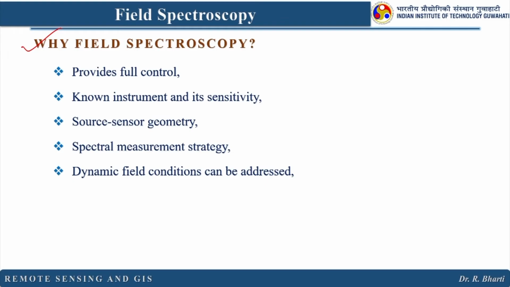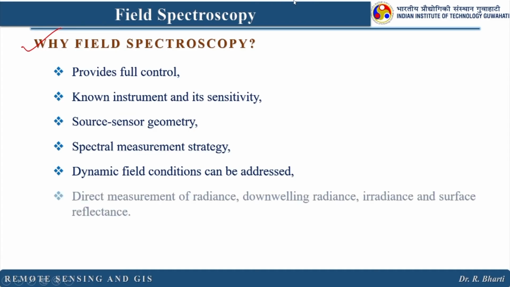Dynamic field conditions can be addressed, because if you see morning 9 o'clock, 12 o'clock and evening 5 o'clock, the illumination conditions are different, weather condition is different. So accordingly you can decide whether you want to collect this spectra, whether you want to have this spectra in this particular condition, yes or no, that is your decision, right?